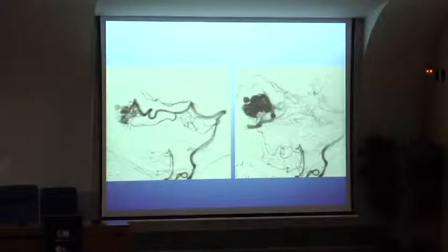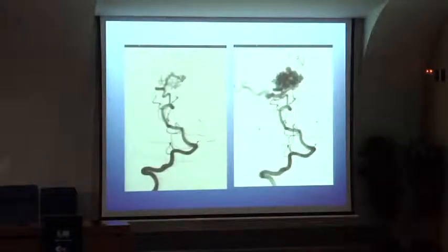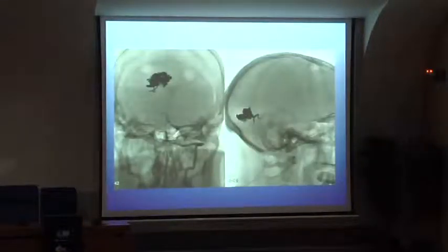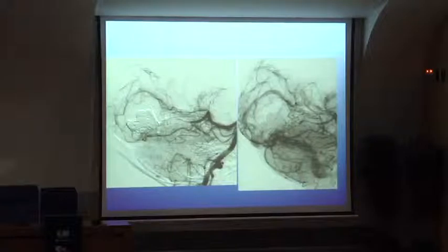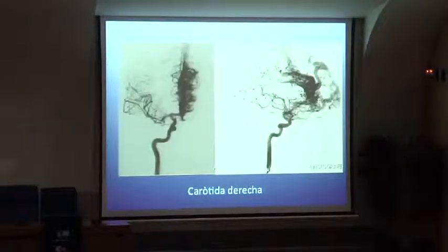aneurysm. Next, AP view. This is the catheterization. And this is only 1 session, total occlusion of the AVM. This is the control. Next, without deficit, without visual deficit. This is another malformation, more difficult.